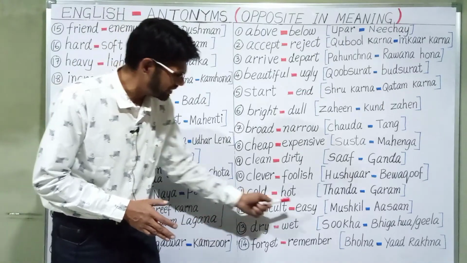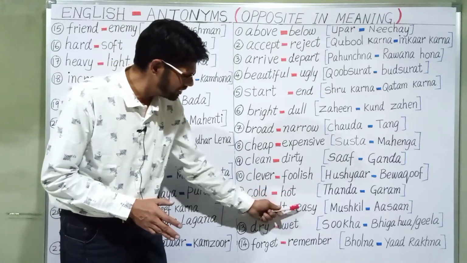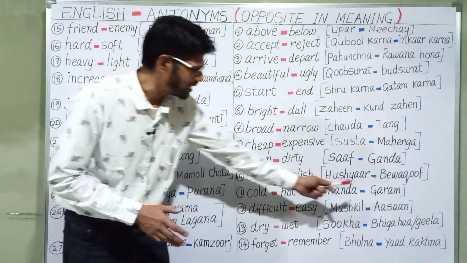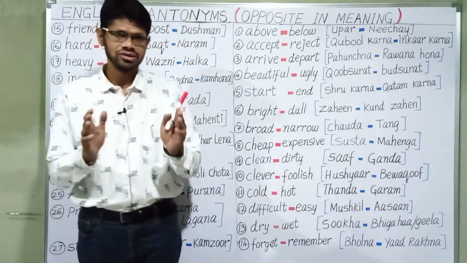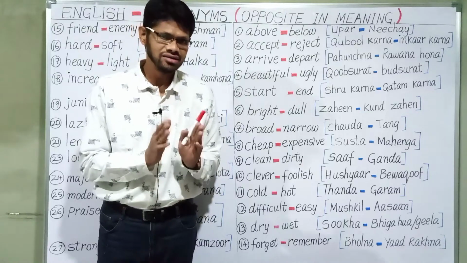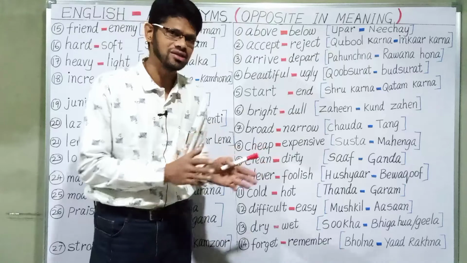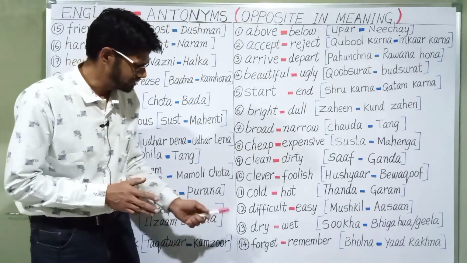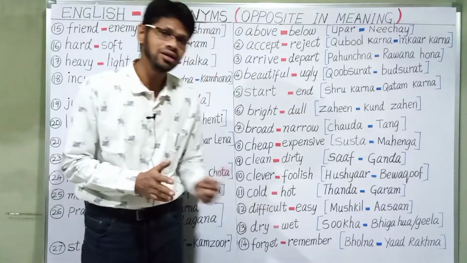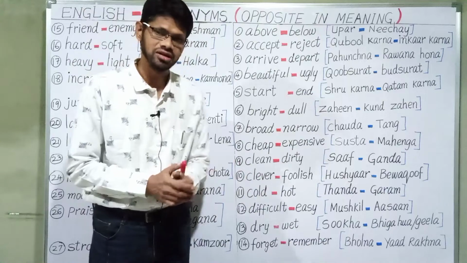Next one, difficult and easy. What is the meaning of difficult? The opposite of difficult is easy. Difficult means mushkil. Easy means आसान. This task is very easy for me. This task is not difficult for me. Teaching English is very easy for me, and teaching French is very difficult for me.